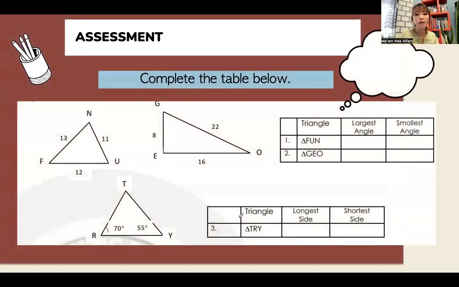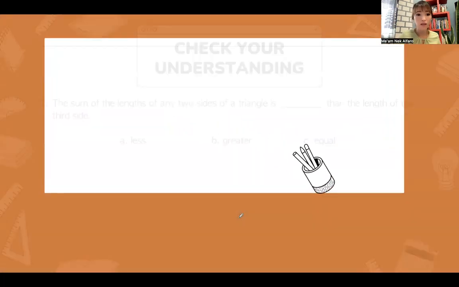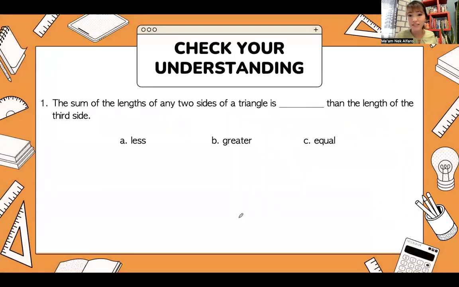For our assessment, complete the table below. We have 3 items only and 3 figures are given. Triangle FUN, triangle GEO, and triangle TRY. You will just identify the largest angle, the smallest angle, the longest side, and the shortest side using the given measurements. Now, let us check your understanding.